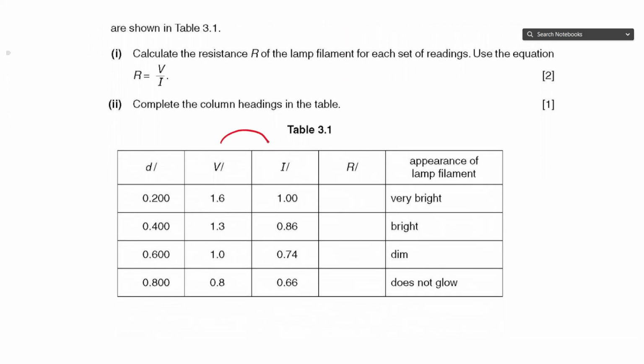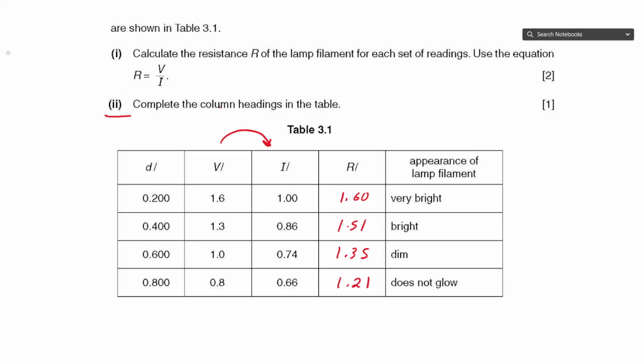So we divide this column by this column. So 1.6 divided by 1.00, this gives an answer of 1.60 or 1.6. Next we have 1.3 divided by 0.86, that gives an answer of 1.51. Next we have 1 divided by 0.74, that gives an answer of 1.35. Last one, 0.8 divided by 0.66, that gives an answer of 1.21.